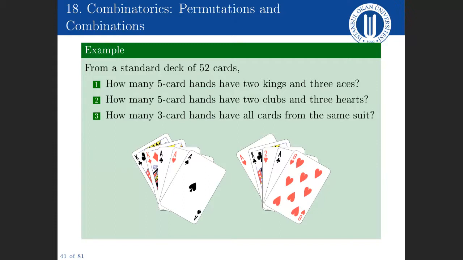Let's talk about playing cards. A standard deck of playing cards has 52 cards. Ace, 2, 3, 4, 5, 6, 7, 8, 9, 10, Jack, Queen, and King. There are 4 suits: hearts, clubs, diamonds, and spades. When we play cards, we're given some cards which we hold in our hands. This is called a hand of cards.